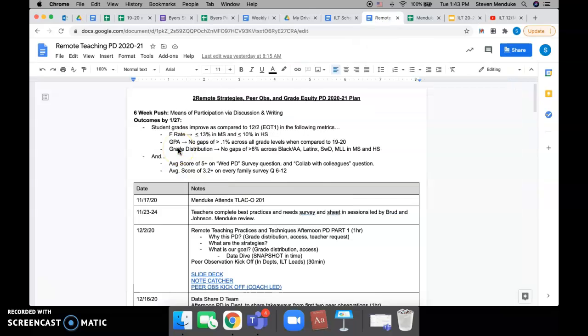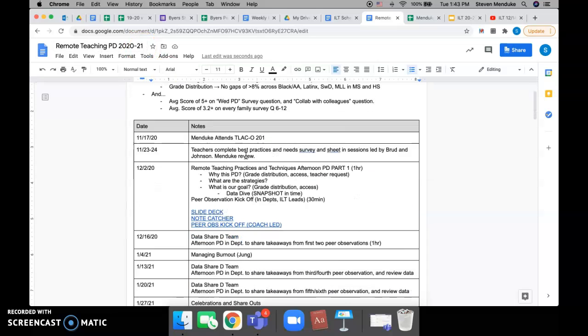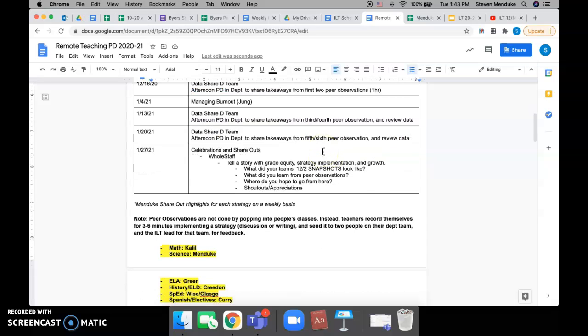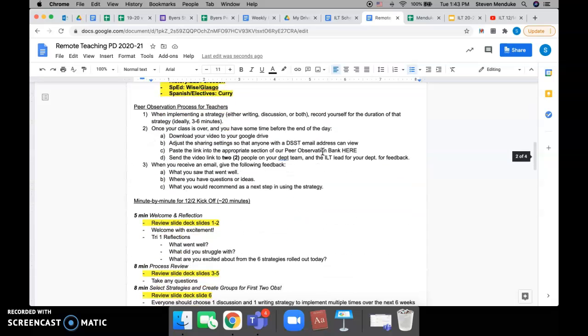Here is where you could find your minute by minute. I don't know if you still have this open, but if not, it's the Remote Teaching PD 2020-2021 doc. And you'll see here at 12-16, we're going to be doing our afternoon PD in departments to share takeaways from our first, ideally, 2 peer observations. We'll have just about an hour to do this.